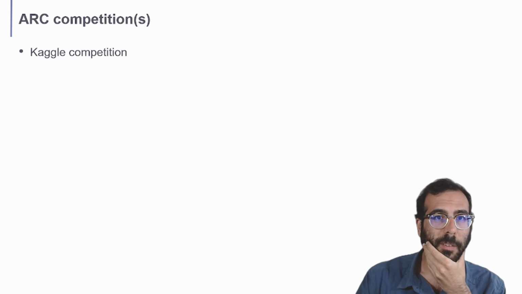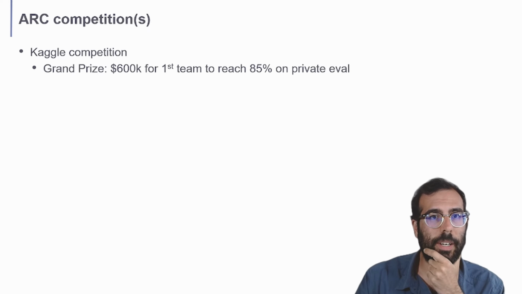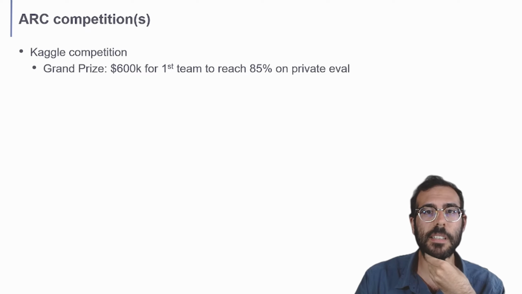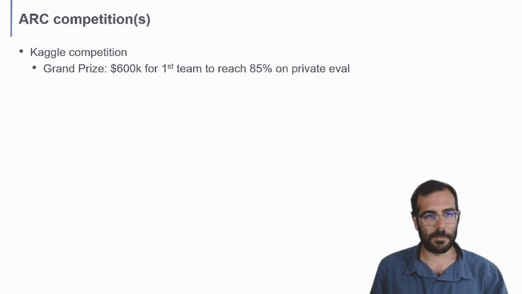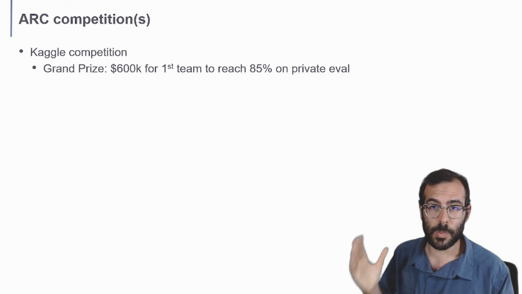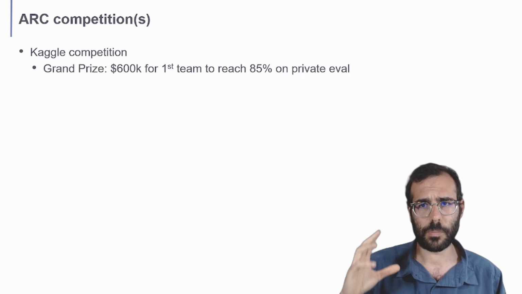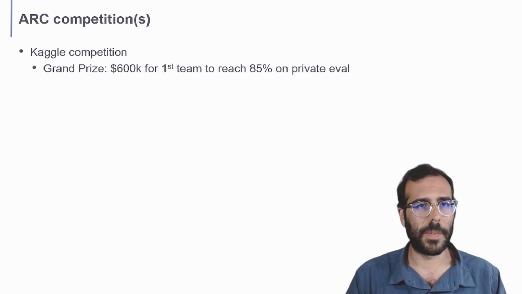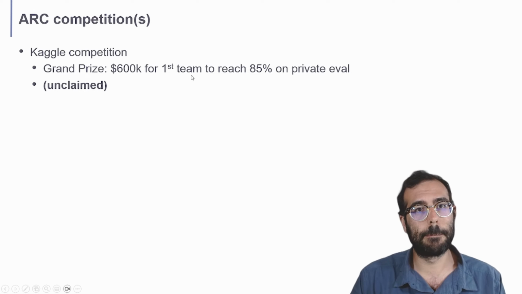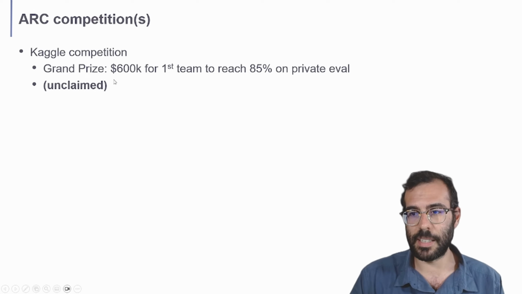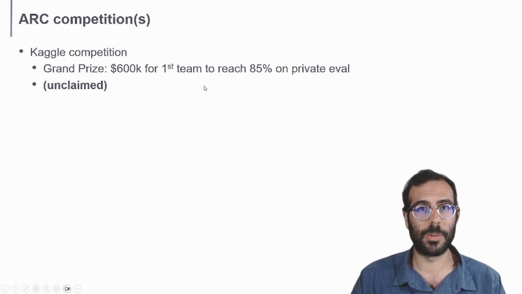The competition itself happens on Kaggle. So you have a grand prize of 600,000 for the first team to reach 85% on the private evaluation set. There was a lot of confusion caused by people saying that O1 had solved the ARC challenge, but that was only about the private evaluation, O3 actually, not O1. So as things stand, this grand prize is still unclaimed. Nobody has managed yet to get to 85% on the private evaluation set.